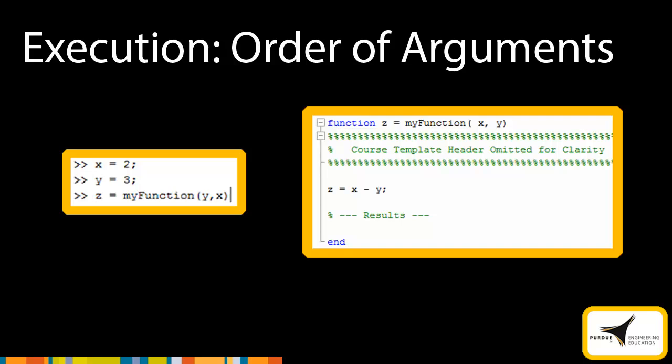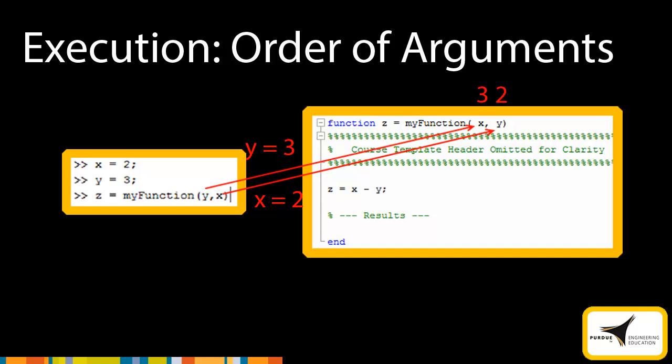Using the same user-defined function, let's try a different call. This time, we specify the first input to my function to be y and the second to be x. This is basically a reversal of the previous example. Once the function call is executed, the value of y in the command window workspace is assigned to the variable x in the user-defined function. Further, the value of x in the command window is assigned to y in the user-defined function.